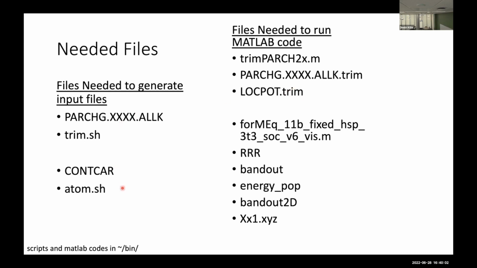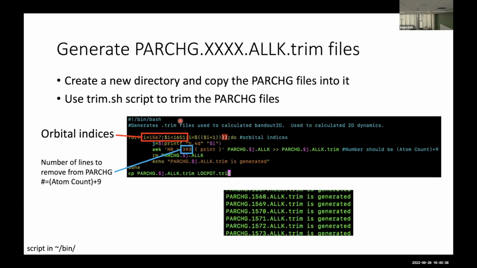And then we need our concar and the atom.sh code, and that's going to generate these xx1.xyz files. In addition to that, we also need the RRR, the band out, the energy pop, which are the standard files that we've been discussing for the last few weeks. And then these two MATLAB codes, and then the band out 2D, which is generated by this first MATLAB code.